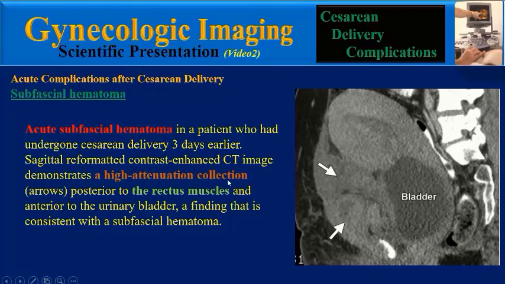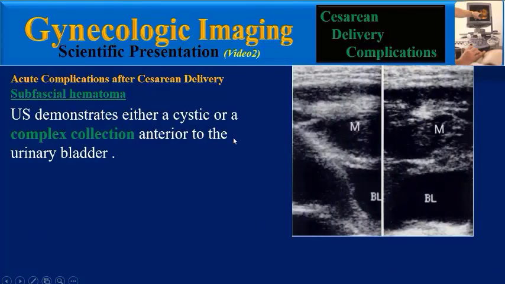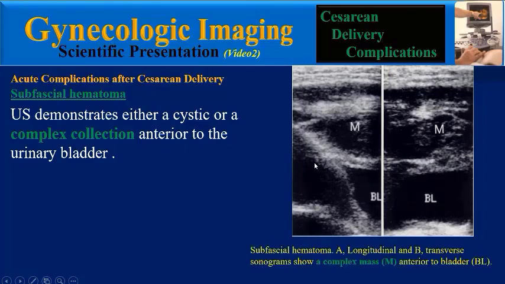Another example: we can see an acute subfascial hematoma in a patient who had undergone cesarean delivery 3 days earlier. The sagittal image shows a high attenuation collection posterior to the rectus muscle and anterior to the urinary bladder, a finding that is consistent with a subfascial hematoma. Ultrasound demonstrates either a cystic or a complex collection anterior to the urinary bladder. As we can see in this longitudinal and transverse abdominal image of a subfascial hematoma, there is a complex mass anterior to the bladder.